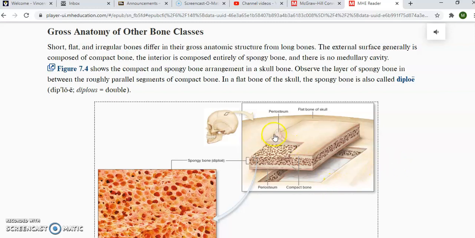We do have a periosteum that covers the surface of the bone. They pulled it back a little bit there so you could see it. But it looks more like a spongy bone sandwich, where the spongy bone is in between two layers of compact bone. So that's primarily the anatomy of our other shaped bones, and knowing what gross anatomical structures these bones have compared to long bones is important.